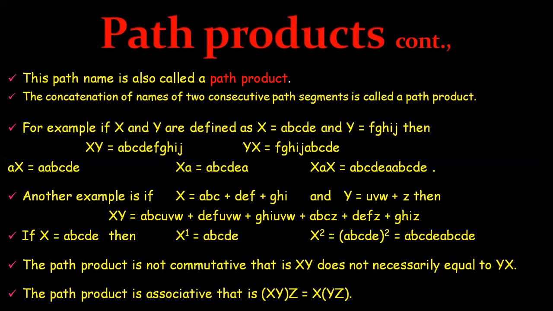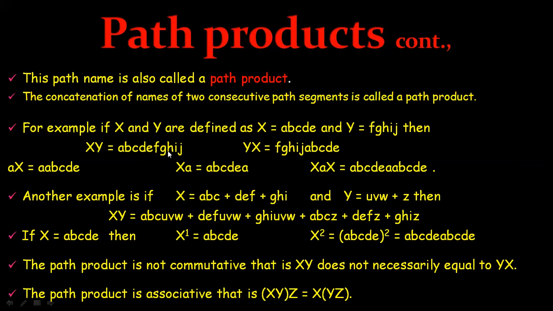For example, if x and y are defined as x is equal to a, b, c, d, e and y is equal to f, g, h, i, j, then xy is a, b, c, d, e followed by f, g, h, i, j. And if it is the yx product, then f, g, h, i, j comes first, followed by a, b, c, d, e. Here xy need not be equal to yx.